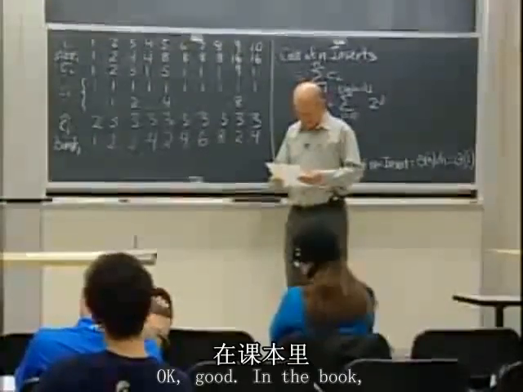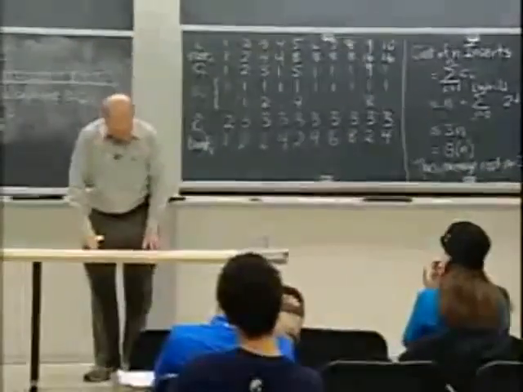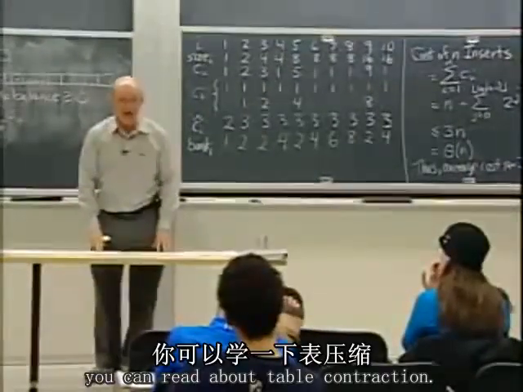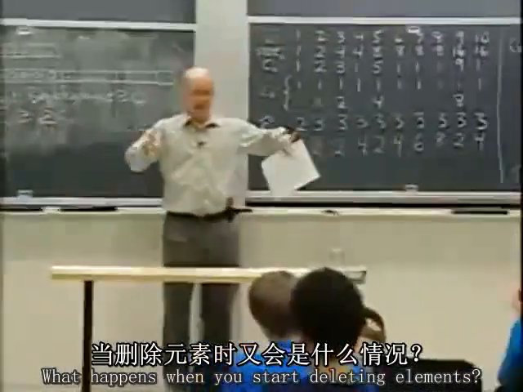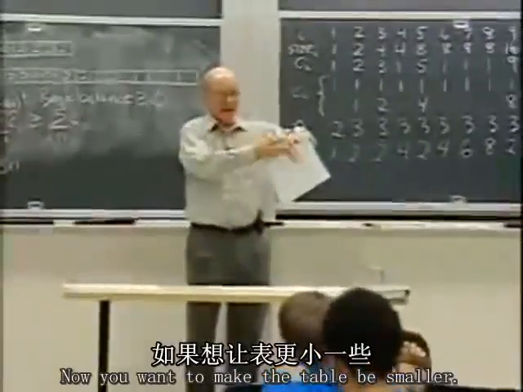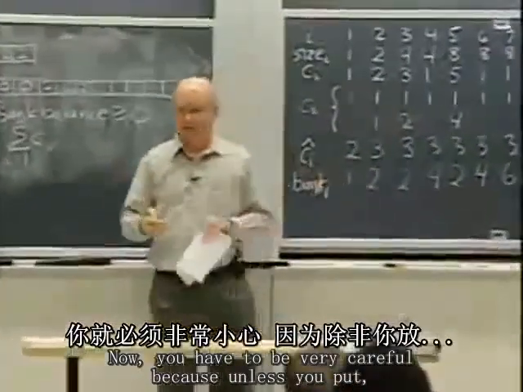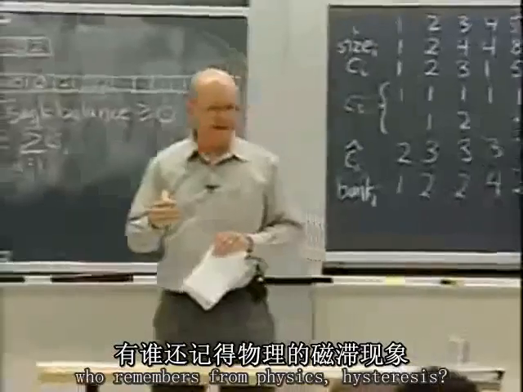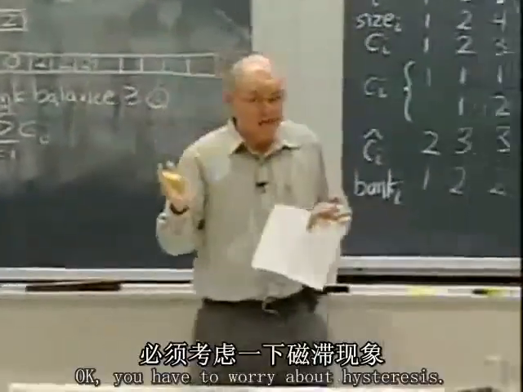Okay, good. In the book, you can read about table contraction. What happens when you start deleting elements? Now you want to make the table smaller. You have to be very careful, because, who remembers hysteresis from physics? Vaguely, a couple of people? Okay, you have to worry about hysteresis.